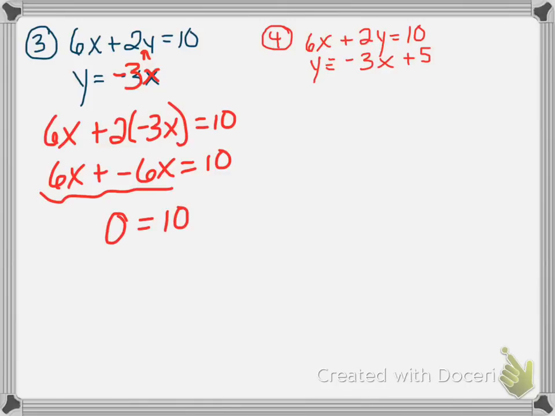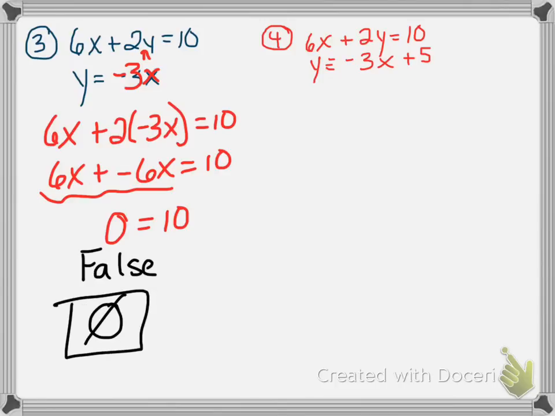So what's happened is our variable has canceled out. We no longer have a variable. So at this point, is this statement true or false? This is a false statement, and anytime it's a false statement, we're going to have no solution.